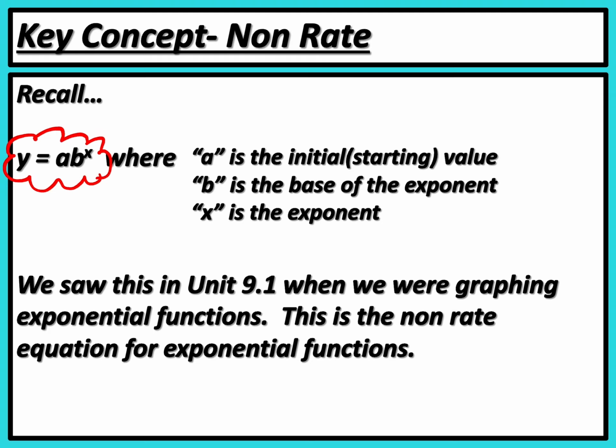So this looks very, very similar to the form of when we were graphing. The a is your initial or your starting value, remember, at time 0. Time is t. B is the base, and that's going to determine if it's growth or decay, and then x is going to be your exponent.